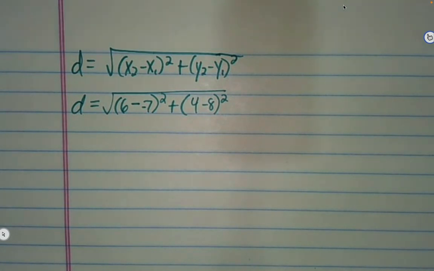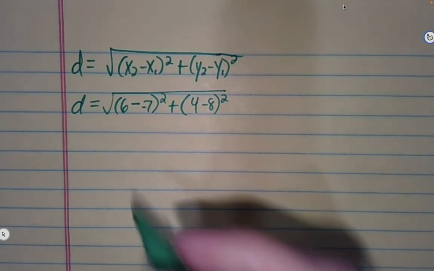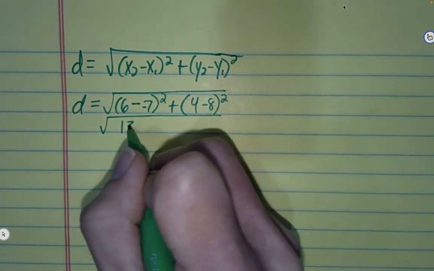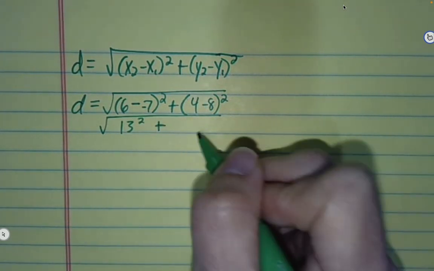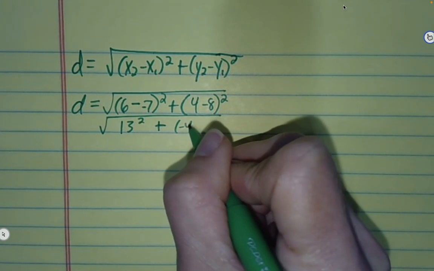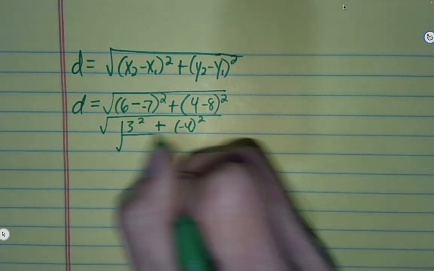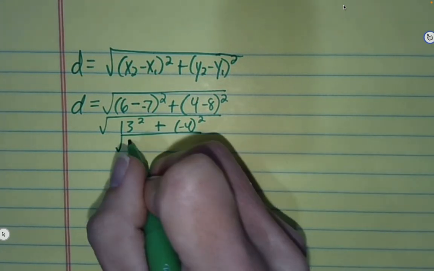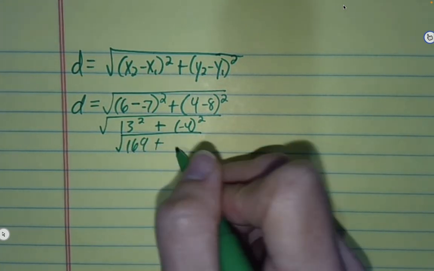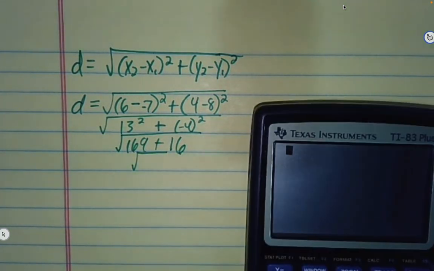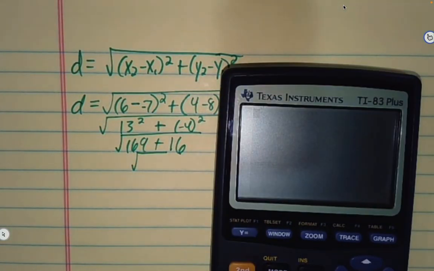Does everybody understand? Yes? So if I just do what that says, what is 6 plus 7? 13 squared. And what is 4 minus 8? Negative 4 squared. Okay? What is 13 squared? And what is 4 squared? 16. So you could have typed it in your calculator earlier. So the square root of, and you could even type that in, 196 plus 16. What is that?